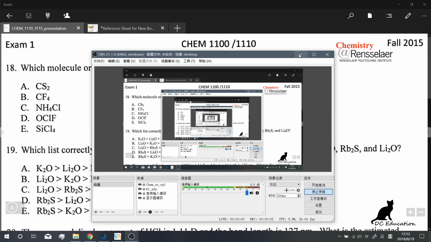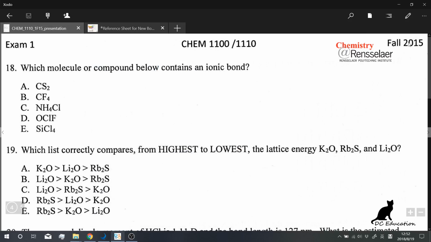Okay, so welcome back to chemistry, and we are still on exam 1 from 2015 fall semester, and we are now on question number 18. Which molecule or compound below contains an ionic bond? So this is a rather, I don't know, remember question, I suppose.